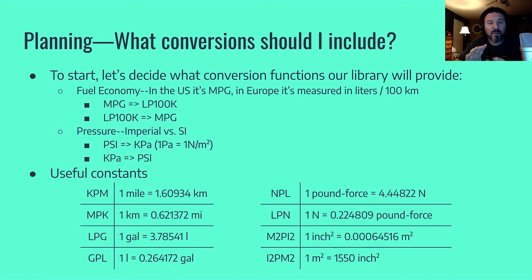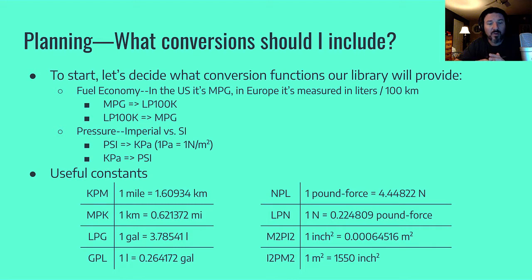And then I'm going to do some pressure conversions, converting imperial units to international units and vice versa, right? So PSI to KPA. PSI is pounds per square inch. More accurately, pound-force units per square inch, and to kilopascals, which 1 Pascal is equal to 1 Newton per meter squared, right? And a Newton is a unit of force.